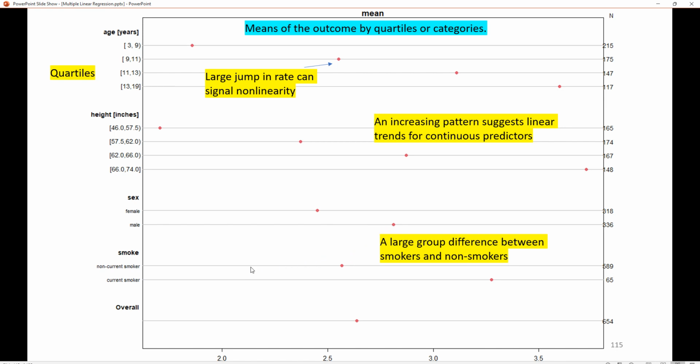And we see in the categorical variable smoking, whether they're a non-current smoker or if they're a current smoker, we actually do see the non-current smokers having a lower FEV while the current smokers having a higher FEV. And it's important to note that most of our smokers are in their mid to late teens, so we do have an age difference in there. And overall, we do see the average FEV is about 2.6 in this data set.